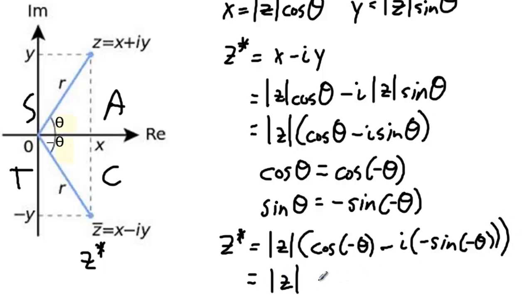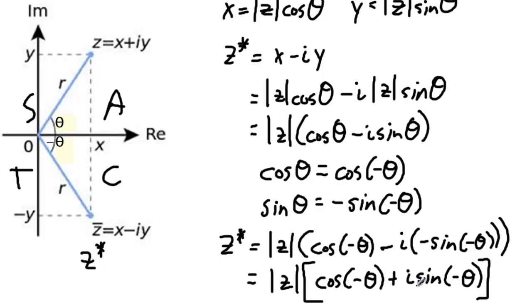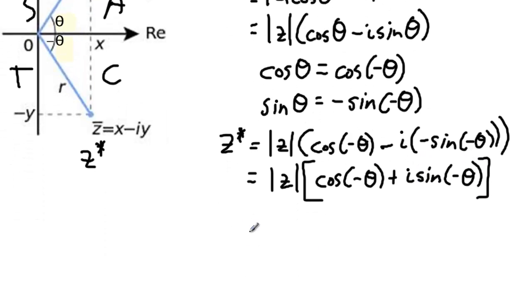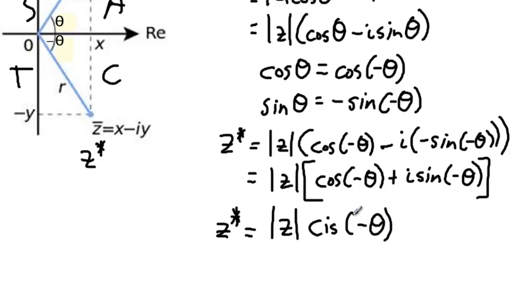So if we simplify that, I can make that a square bracket just so it's easier to stand out. That becomes cosine of negative theta, and that becomes now plus i sine of also negative theta. Well, that now is a cis. We can write that as the modulus of z times cis of negative theta. And that's our conjugate. So the conjugate is the modulus of z cis negative theta.